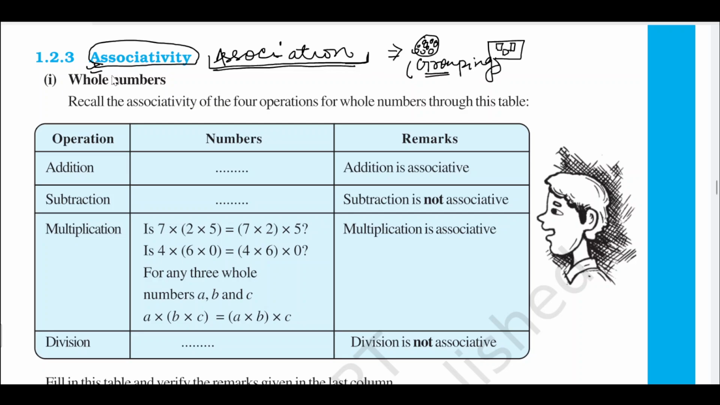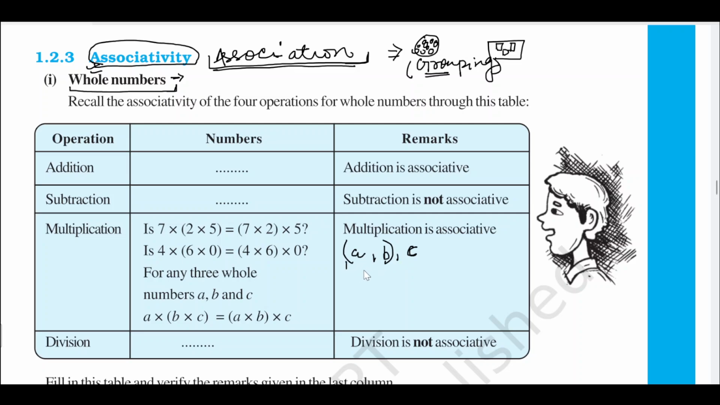So when we are trying to understand associativity of whole numbers, the group here is whole numbers, and associativity is the property that we are going to check on it. First we are understanding the definition. Suppose A, B, C are whole numbers and they are grouped in a certain manner. First group is A, bracket B and C.